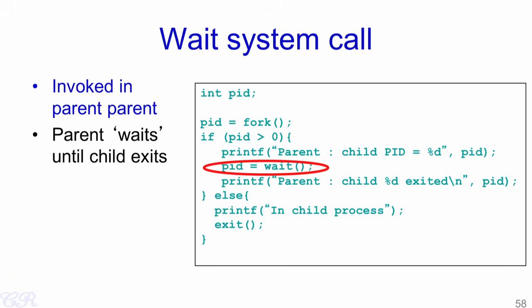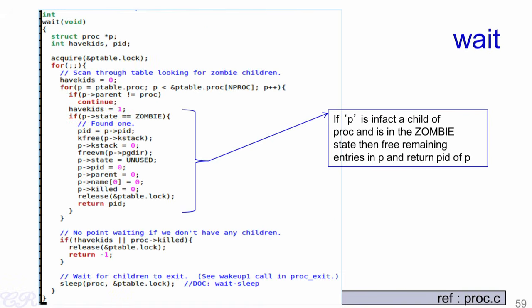Now, we will see the internals of the wait system call. This is the implementation of the wait system call in the x86 operating system. This listing is obtained from the proc.c file of the x86 source code. Essentially, you would see that it has an infinite loop, that is for(;;), which starts over here and ends at this point. Within this infinite loop, there is an inner for loop which is from here to here.